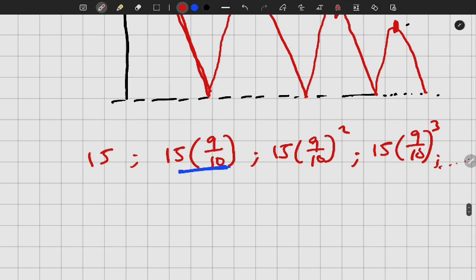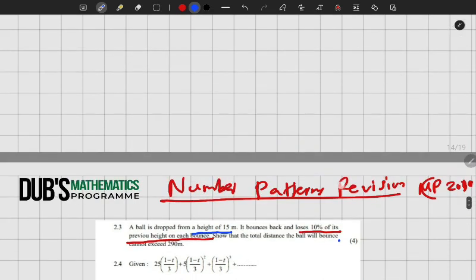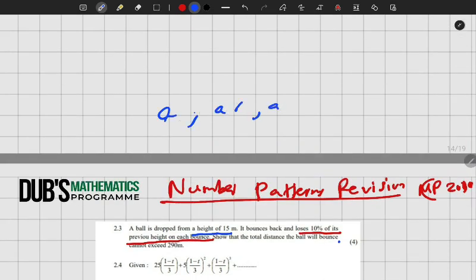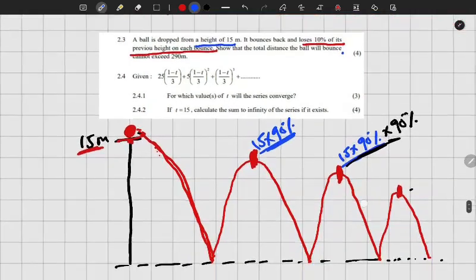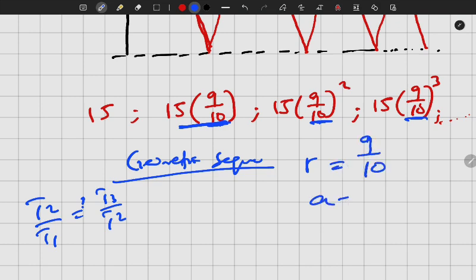Now we can see it's a sequence, right? What kind of sequence is this? It is a geometric sequence. Why? Because we are multiplying by this constant 9 over 10, but we keep on increasing the exponent of 9 over 10. You know how the geometric is your AR squared, so you keep on increasing the exponent of R. But if you can't spot that, you can test using T2 over T1 and check if it is equal to T3 over T2. I won't check because I can see that this is a geometric sequence with R equal to 9 over 10 and A equal to 15.